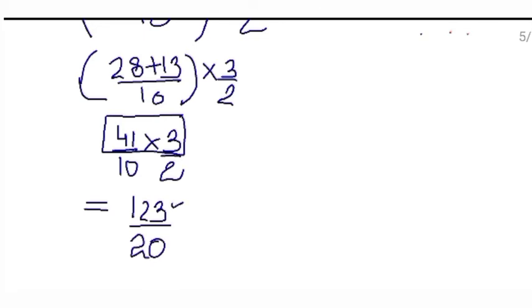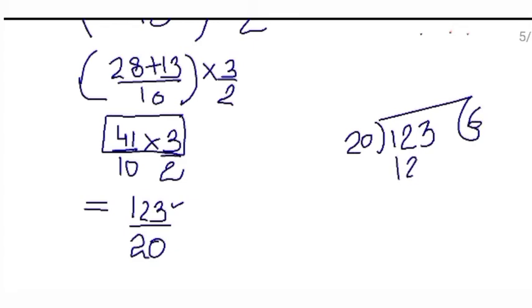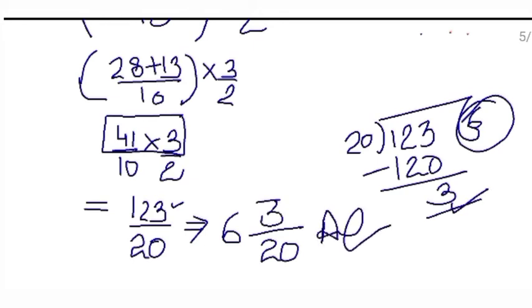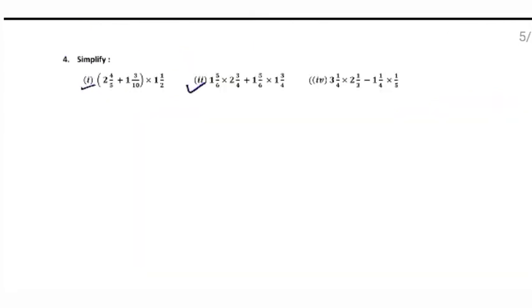Again, numerator is greater than denominator, so you can write it in the form of mixed fraction. Divide this 123 by 20. 6 twenties are 120. 3 is remainder here. So you can write it as, denominator will remain same, 20. This quotient will become this whole number and this remainder will become this numerator. So your answer is 6 whole 3 upon 20. Now let's do the next part.